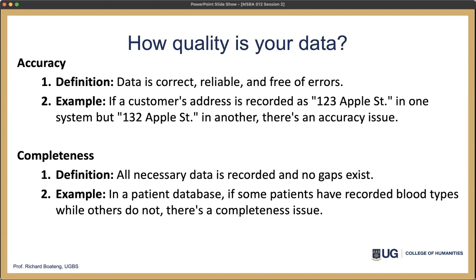Is it actually coming from the whole system or part of the system? Okay, then that brings in completeness too. Completeness: all necessary data is recorded and no gaps exist. I mentioned just now the Power BI platform that doesn't have all the information, and I went to the manual process that has all the information. In the patient database, if some patients have recorded blood types whilst others have not, there's a completeness issue. So there should be no gaps.